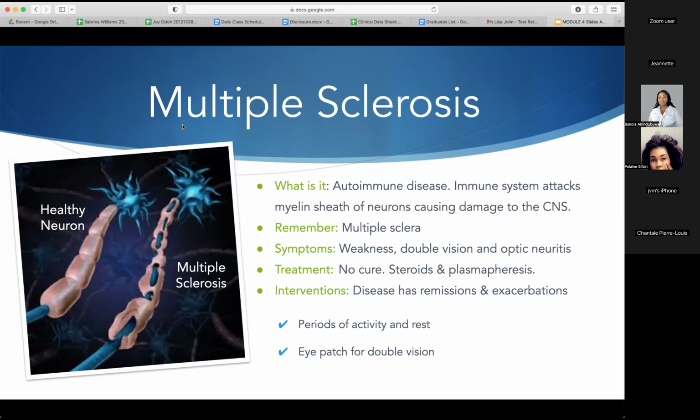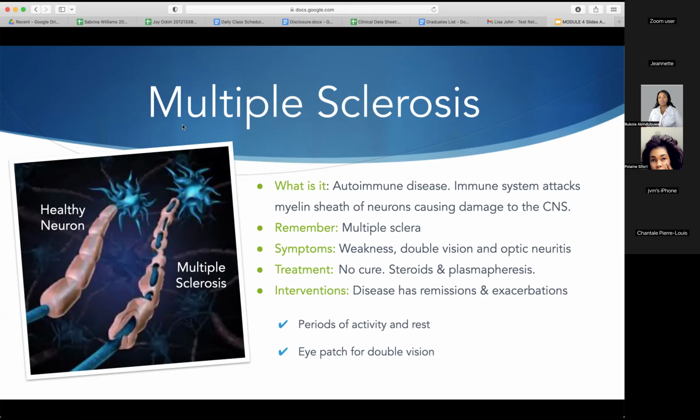So this is what we call multiple sclerosis. Multiple sclerosis is an autoimmune disease. Let's break it down. Most words in nursing and medicine, you can break down. What does auto mean? Something that moves automatically. Close. Something attacking itself. Very good.